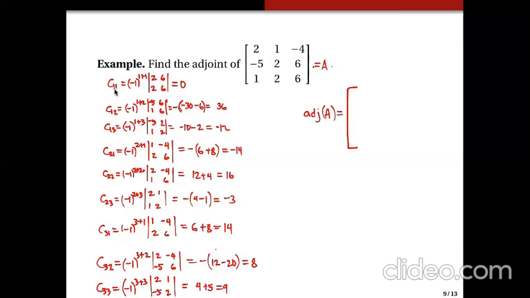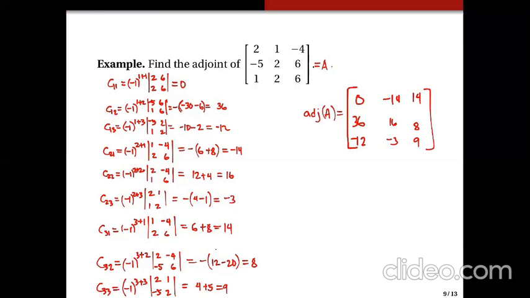So meaning the first subscript of C will refer to the column of the adjoint, and the second subscript of C will refer to the rows of the adjoint. So in here I have 0, this is C11, this is 36, this is C12, and then C13, negative 12, okay? And then for the other entries, we have C21, C22, and C23. We have negative 14, 16, and negative 3. And for the last column, we have 14, 8, and then 9. So this will be the adjoint of the matrix A.